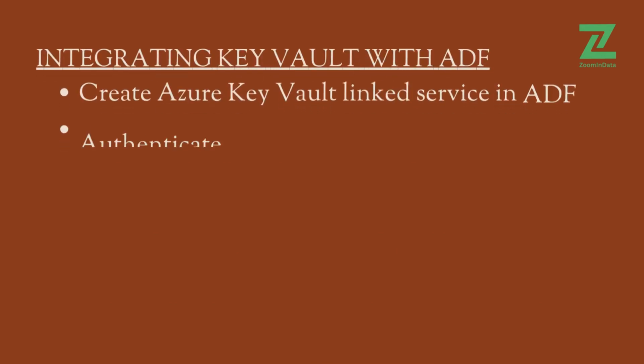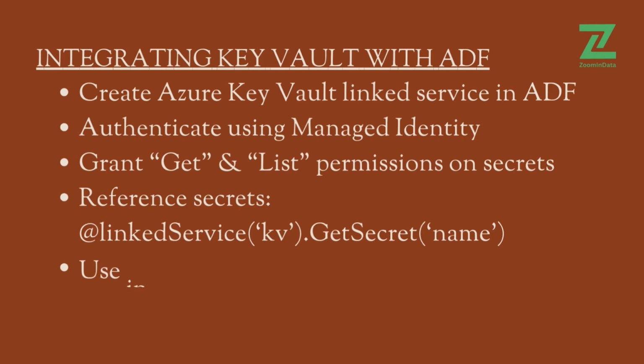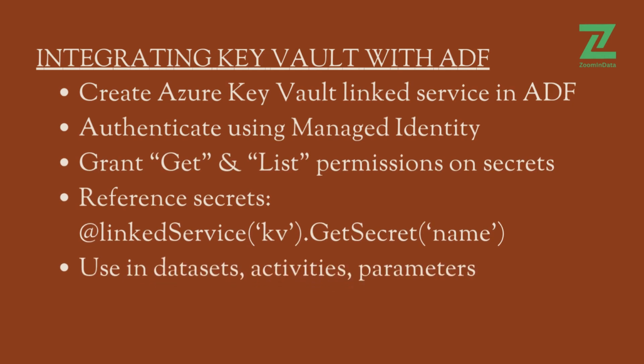Integration is simple. Create a Key Vault linked service in Data Factory, authenticate it with managed identity, and grant the identity get and list permissions on secrets. You can then reference secrets dynamically in pipelines without exposing them.